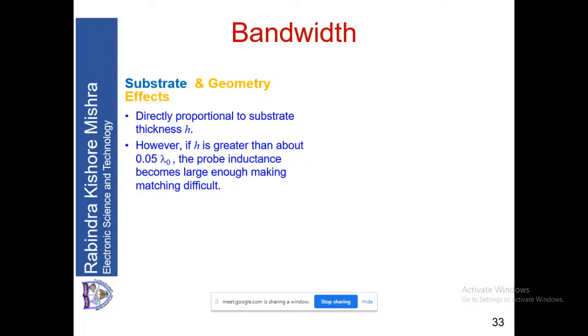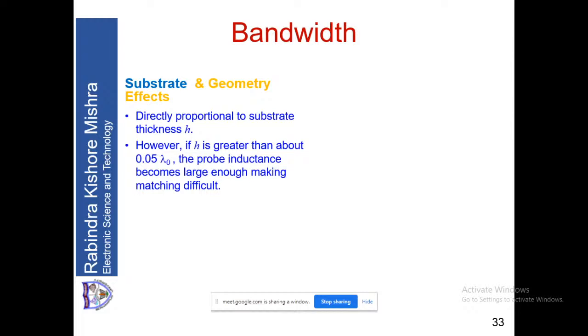Then the second part is, we have assumed that the substrate is thin, so there is no variation along the thickness. There will be higher order modes along the thickness if it is larger. So that we cannot afford.